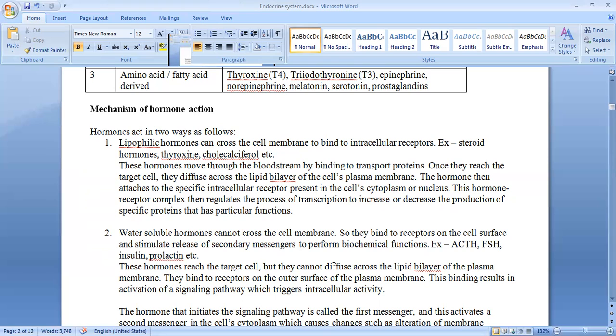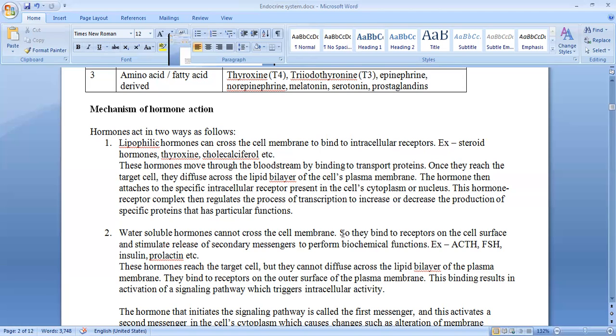If the hormone is lipophilic, the cell membranes in our body are made up of lipids, so the lipophilic hormones can cross through the cell membranes, but the water soluble hormones cannot. After crossing the cell membrane, there are receptors inside the cells. The lipophilic hormones will bind to those intracellular receptors. Examples of such hormones are steroid hormones, thyroxine, and cholecalciferol. All these hormones are lipophilic.